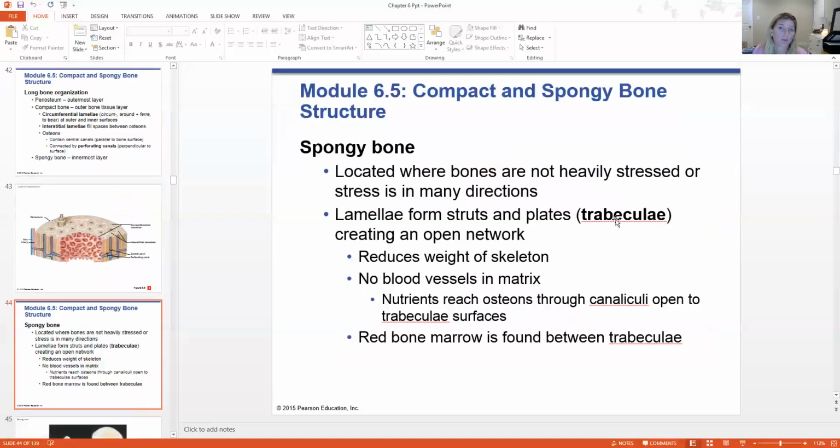Spongy bone is located where bones are typically not heavily stressed, so the lamella form struts or plates, and we call those trabeculae. They basically form this kind of stalactite, stalagmite-like network inside of the bones. Basically it reduces the weight of the bone. If the entire bone was made of compact bone, it would be very, very heavy and hard to move. There's no blood vessels in the matrix of spongy bone, so the nutrients reach the osteons through the canaliculi that open into the open surfaces. The red bone marrow is found between the trabeculae.